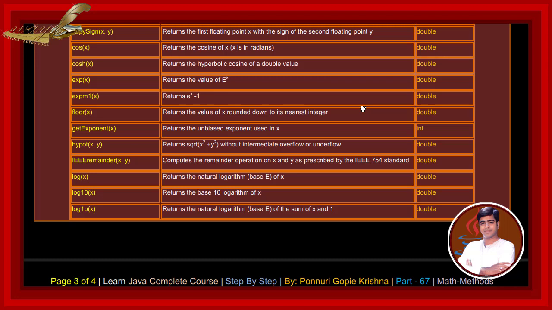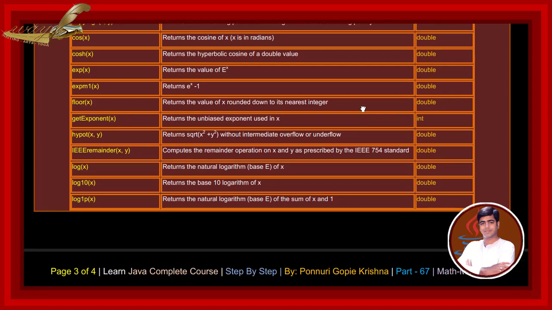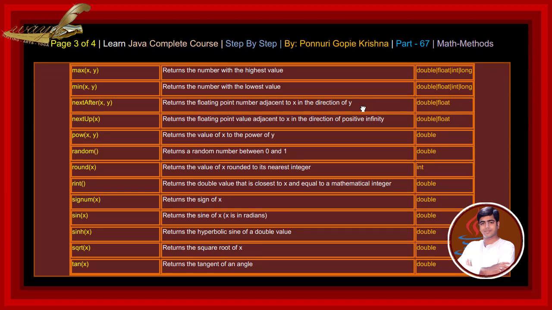The log(x) method returns the natural logarithm base e of x. The log10(x) method returns the base 10 logarithm of x. The log1p(x) method returns the natural logarithm base e of the sum of x and 1. The max(x, y) method returns the number with the highest value. The min(x, y) method returns the number with the lowest value.